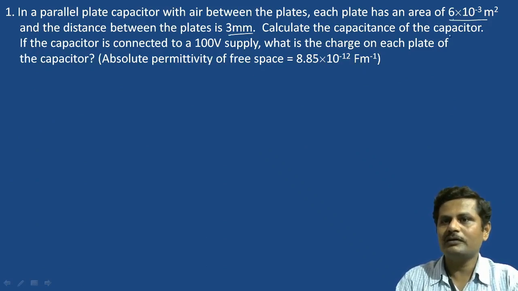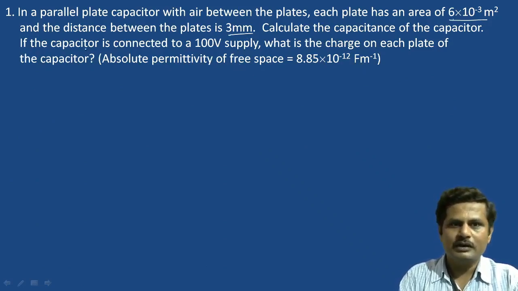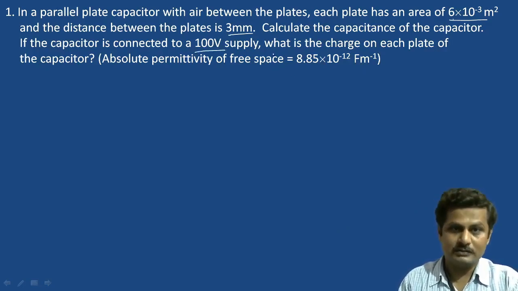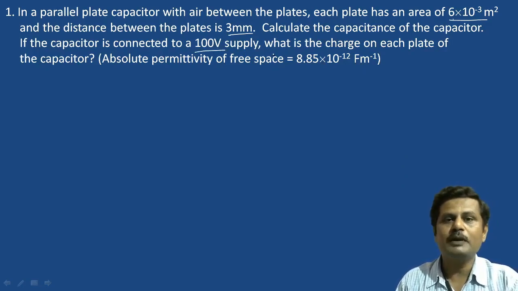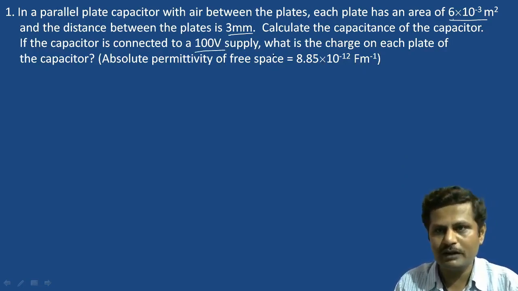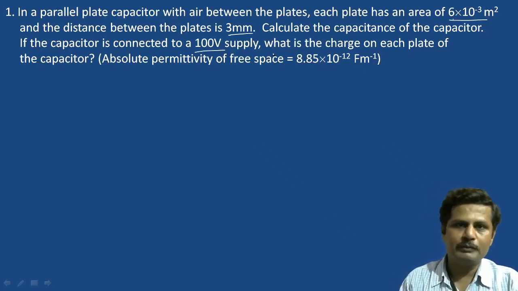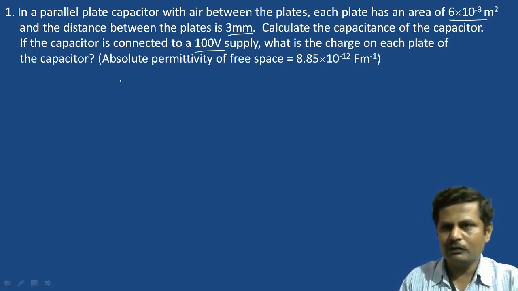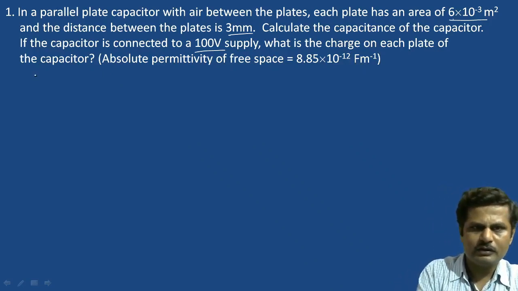Calculate the capacitance of the capacitor. If the capacitor is connected to a 100 volt supply, what is the charge on each plate of the capacitor? They have given the absolute permittivity of free space as 8.85 × 10^-12 farad per meter. Here we need to find two parameters. One is the capacitance of the capacitor, another is the charge on each plate of the capacitor when it is connected to a 100 volt supply. So let me write the given data first.